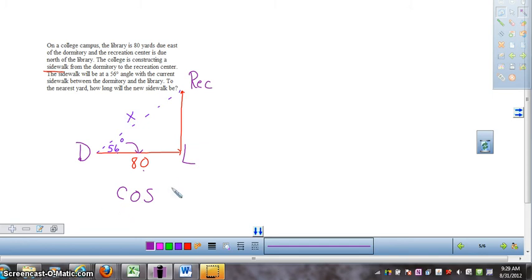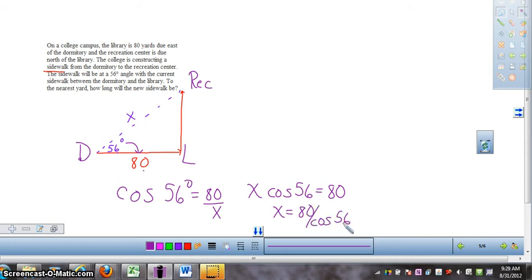So the cosine of 56 degrees, that's my angle, equals 80 over X. Remember, it's adjacent over hypotenuse. Do your multiplying. X cosine of 56 equals 80. So X equals 80 over the cosine of 56. 80 divided by the cosine of 56 degrees is, we're going to go to the nearest tenth again, 143.1. That would be yards, because this is a word problem, we should label it.